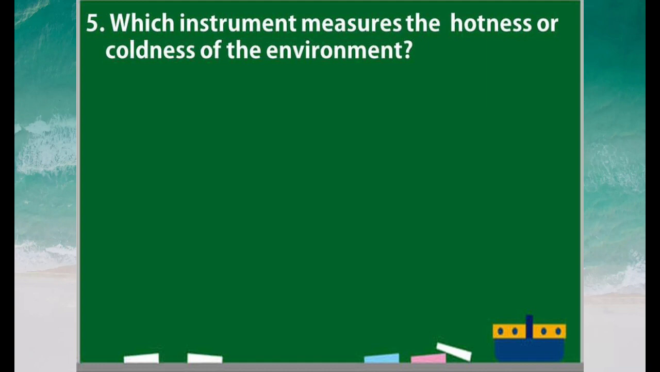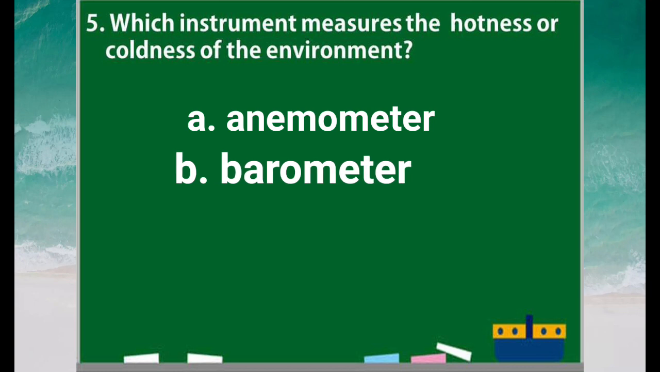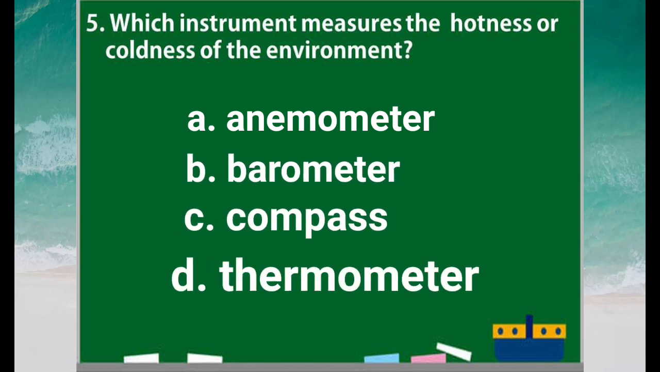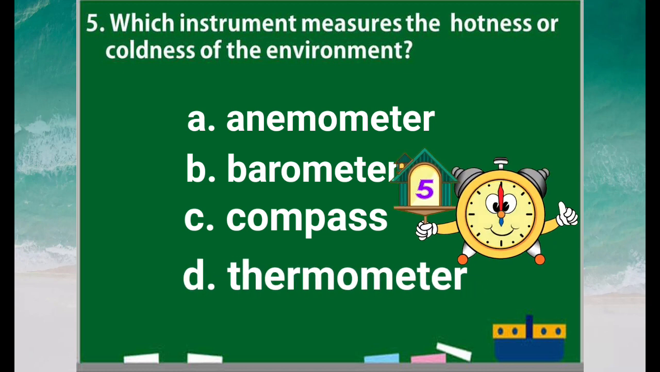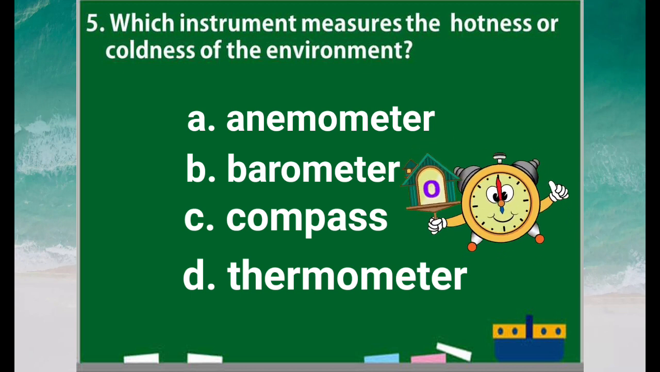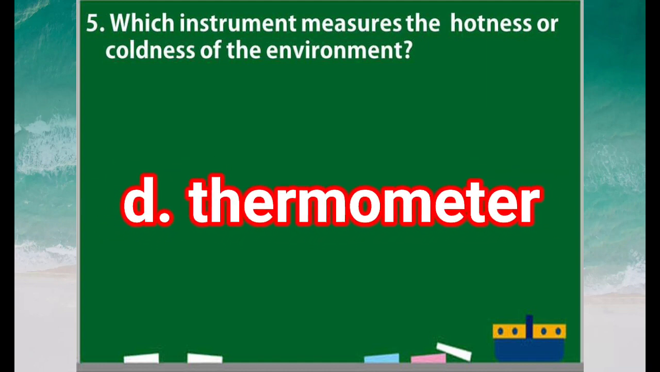Number 5. Which instrument measures the hotness or coldness of the environment? A. Anemometer. B. Barometer. C. Compass. D. Thermometer. Timer starts now. Time is up! What is your answer? The right answer is letter D. Thermometer. Excellent!